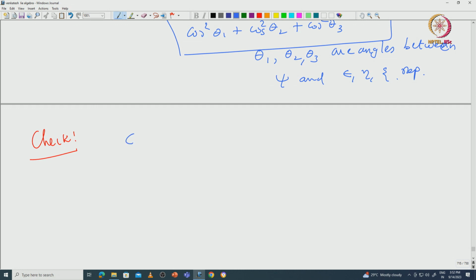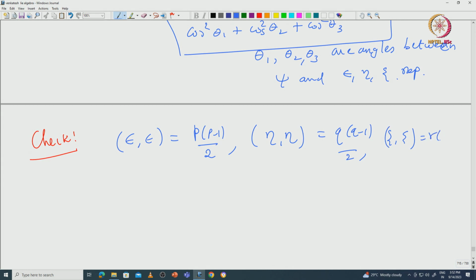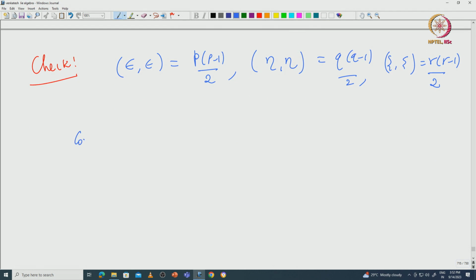So, it is easy to see that, again using earlier calculations, epsilon epsilon will be p into p minus 2, and then eta eta will be exactly q into q minus 1 by 2, and then xi xi will be r into r minus 1 by 2. Now if you compute this cosine square theta 1 using the cosine formula, then this is going to be epsilon xi square divided by epsilon epsilon times xi xi.